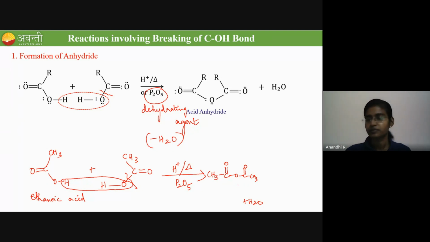Got it? So this reaction is very easy and very simple. You just have to find out the reagent. P2O5 is the dehydrating agent, and it will remove the water molecule from the 2 molecules of acid. That is the concept you get from this reaction. So is the reaction clear to you all? If it is clear, just type S, and I'll move on to the next reaction.